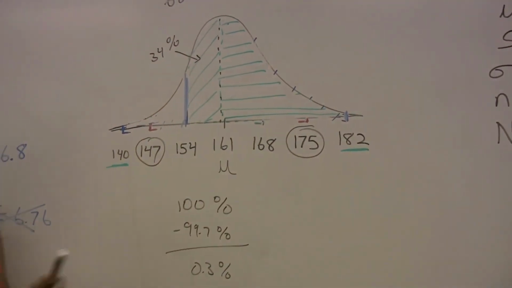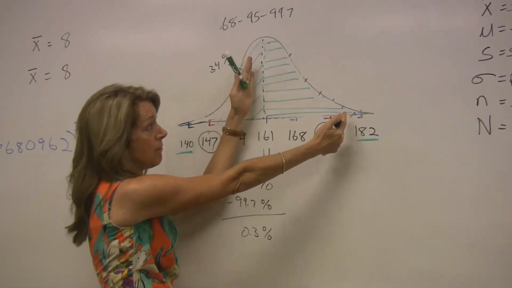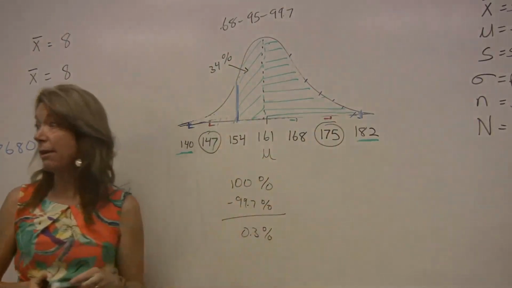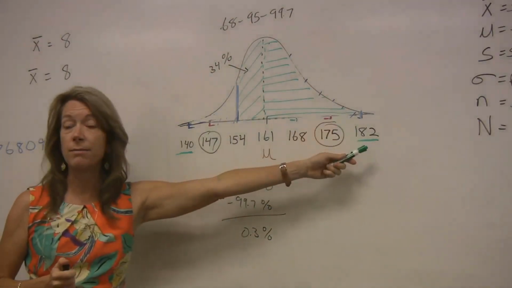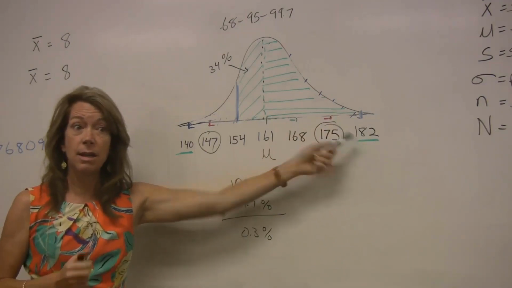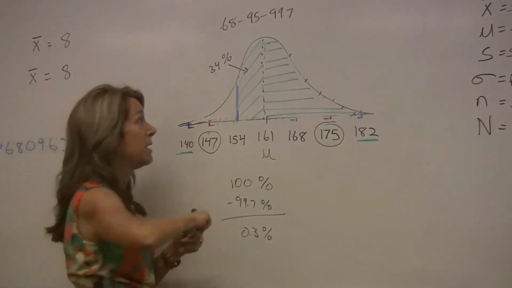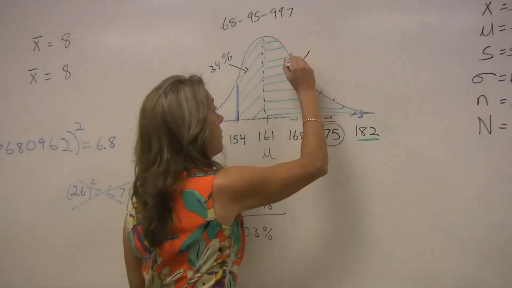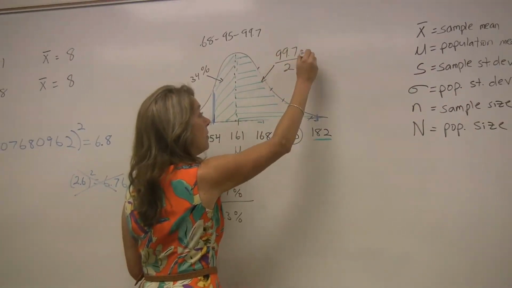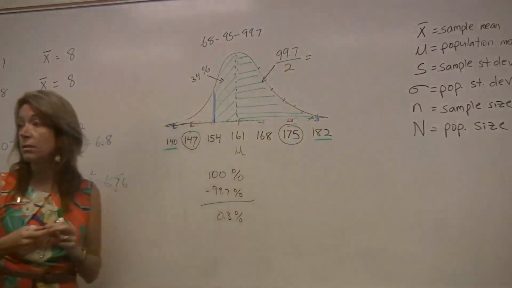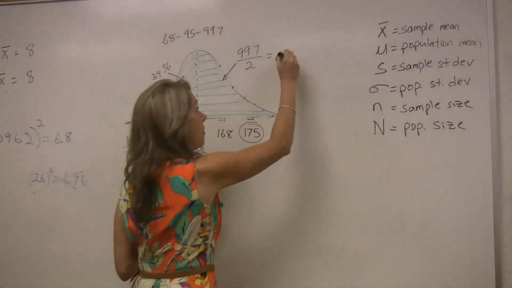And so then, look at this piece right here. It's half of something else. How many standard deviations from the middle am I? 3. So 99.7, but it's half of it. So how do I find half of something? Divide by 2. What do we get? 49.85.